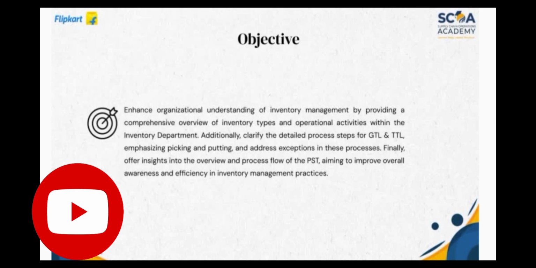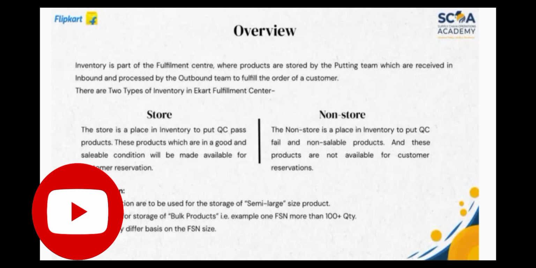Now we will understand the objective of inventory management by providing a comprehensive overview of inventory types and operational activities within the inventory department. Additionally, clarify the detailed process steps for GTL and TTL, emphasizing picking and putting, and address exceptions in these processes. Inventory is part of the fulfillment center, where products are stored by the putting team, which are received in inbound and processed by the outbound team to fulfill the order of a customer.